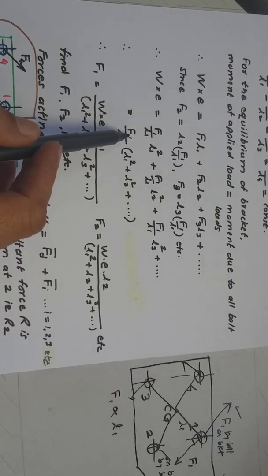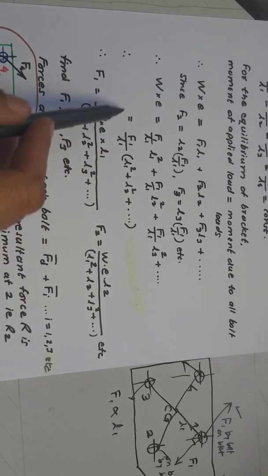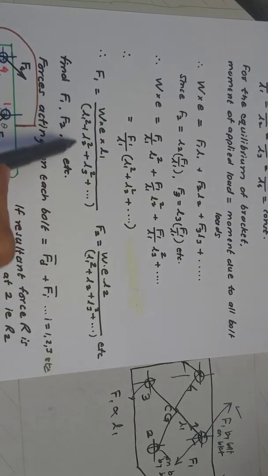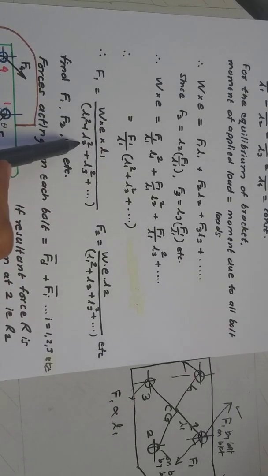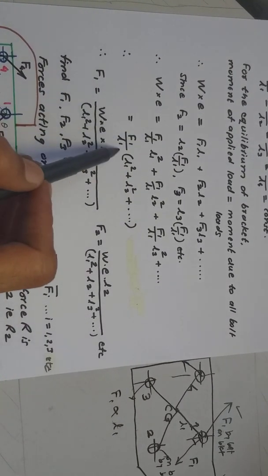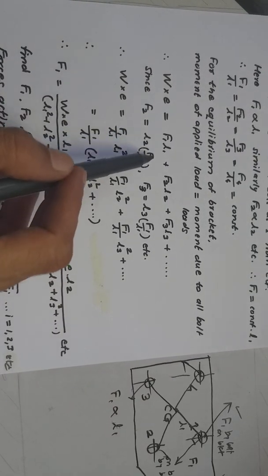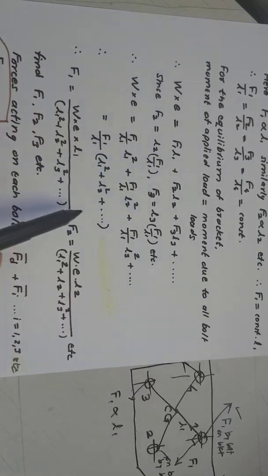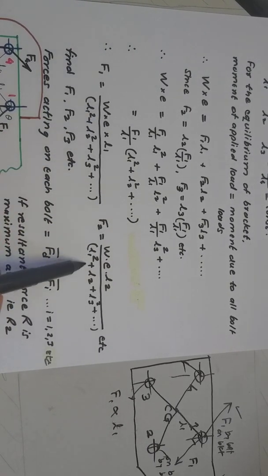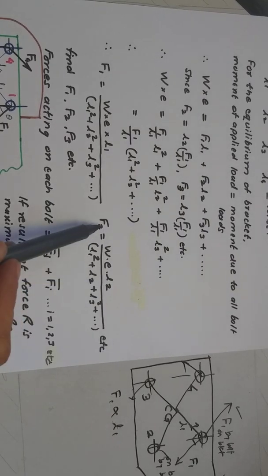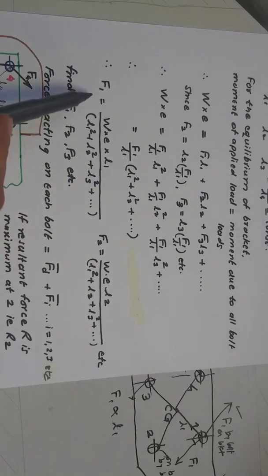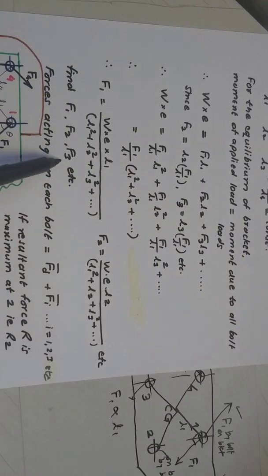Now when you take F1 on one side, then F1 is equal to W into E into L1, and then this bracket comes below in the denominator, L1 square plus L2 square, etc. So F1 is this. Similarly F2, if you write this in terms of F2, then F2 is equal to, again the same, WE upon the summation into L2. So for F2 it is L2, for F1 it is L1, and so on. So by doing this you will be able to find out what is F1, what is F2, what is F3.